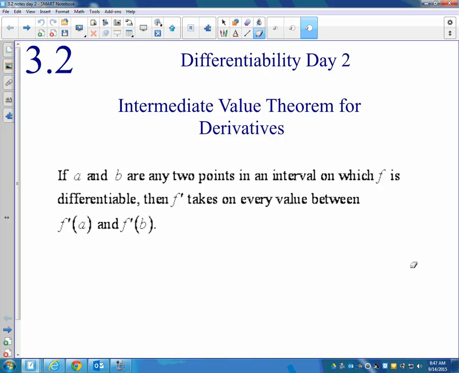So it's really like the same thing as the intermediate value theorem for functions, except they're talking about the values of the derivative, which just means that if the function is differentiable on that whole interval, then every point in between A and B has a derivative. That's really all it's saying.